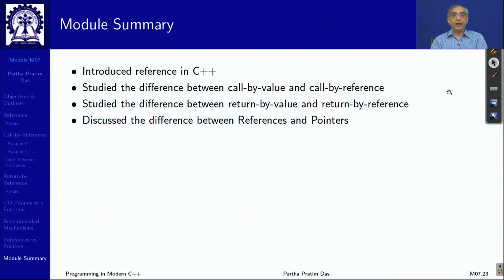So, this brings us to the end of this module. We have introduced a very important concept of references in C++ and studied the difference between call by value and call by reference, or return by value and return by reference. This idea will be used very heavily all through the course. So, please try out these examples and try to understand them well.